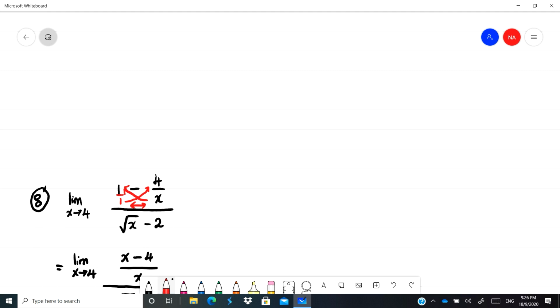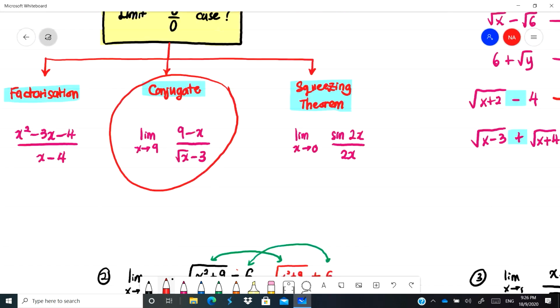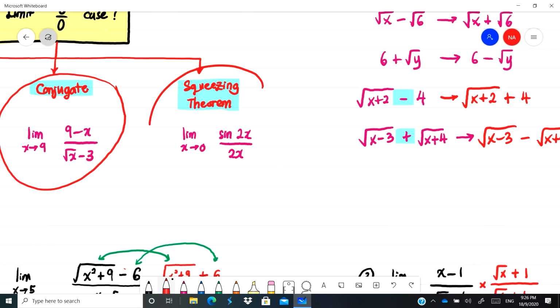The next part that we're going to look at in the next section is the squeezing theorem, where we have a specific theorem. We're going to use this theorem in solving the 0 over 0 case of the limit.